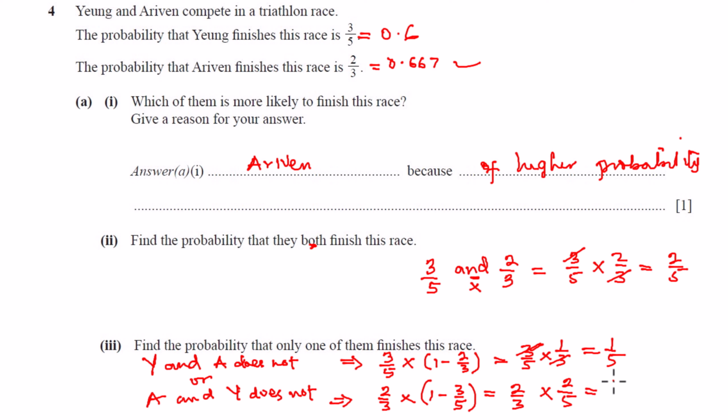and that is 4 over 15. So if we go ahead and add these two together, that is 1 over 5 plus 4 over 15. By LCM and all of that, this will simply give us 7 over 15. And this is your final answer for this question. All right, let's move on to the next question.